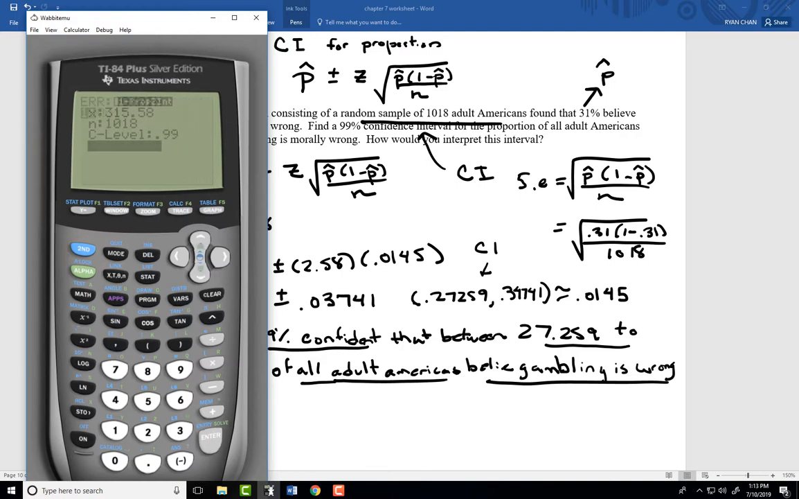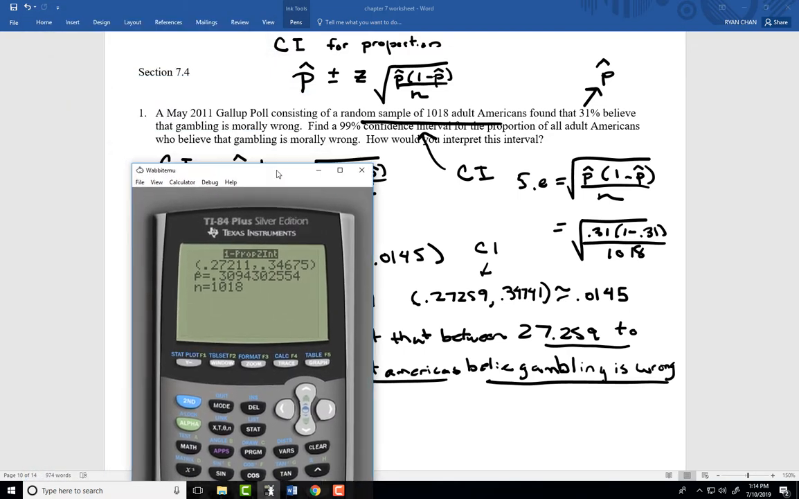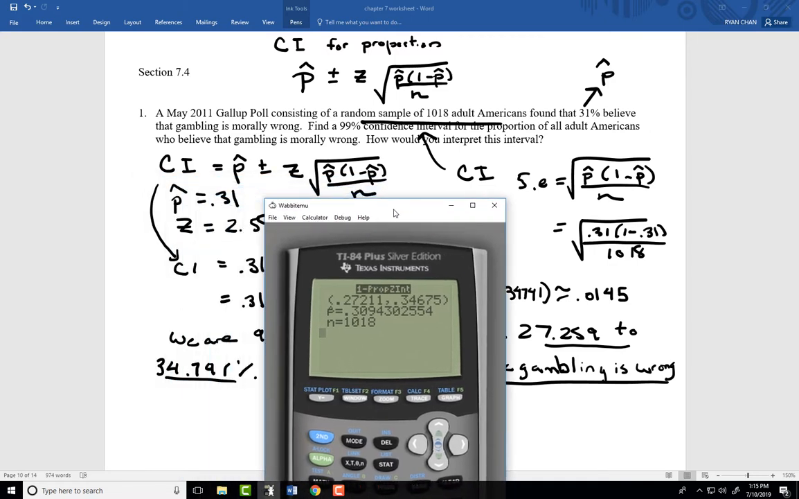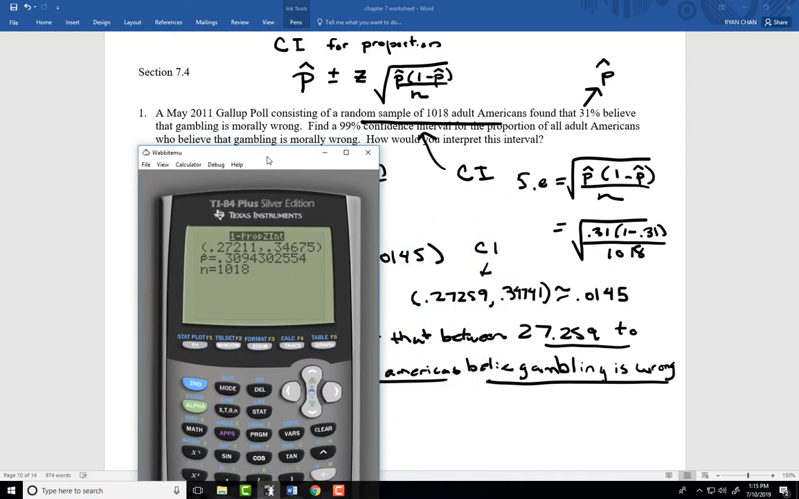And then my confidence level is 0.99. I hit enter. It looks like I need to round. If I hit calculate, notice it's a tiny bit off, but it's a little bit more exact. It's from 0.27211 to 0.34675.